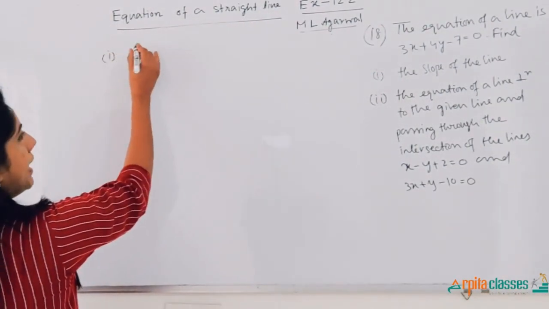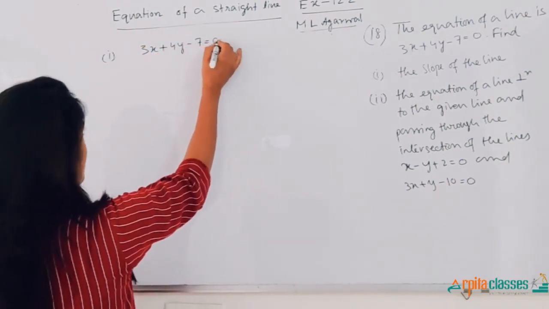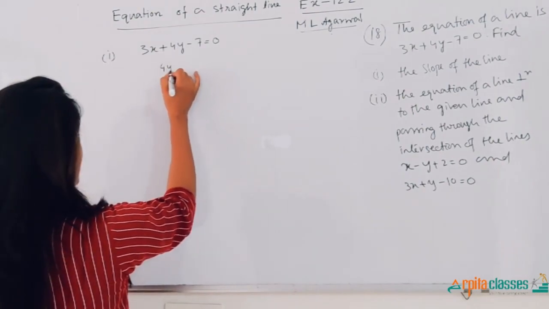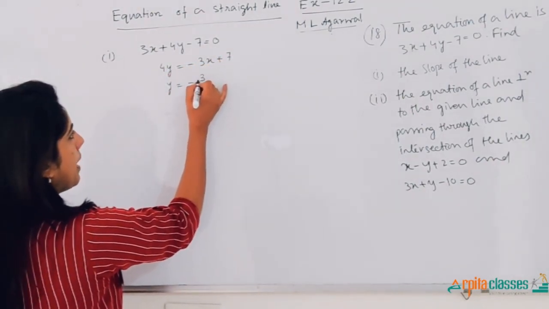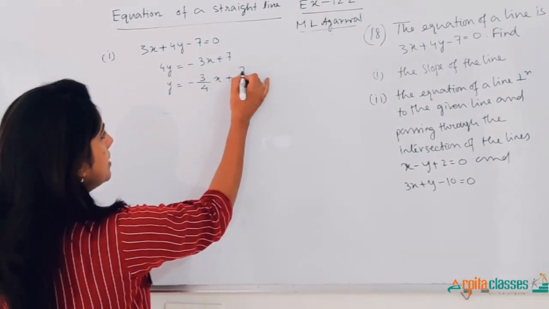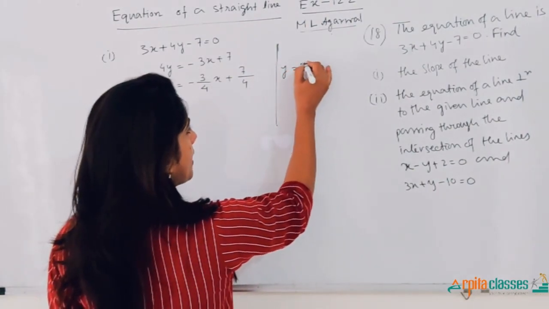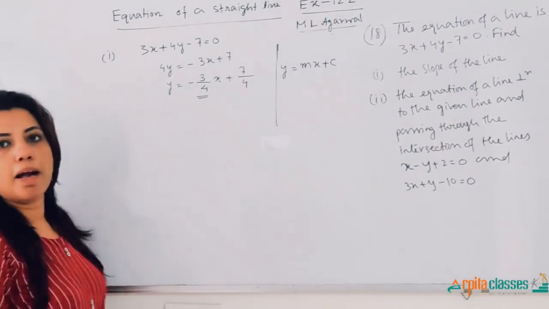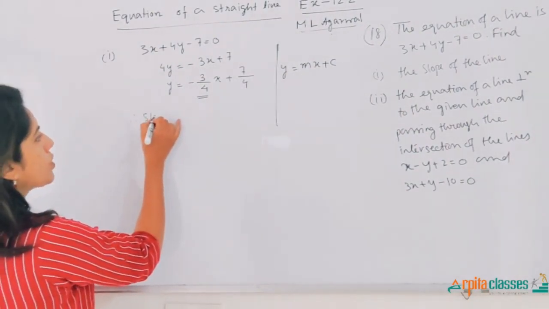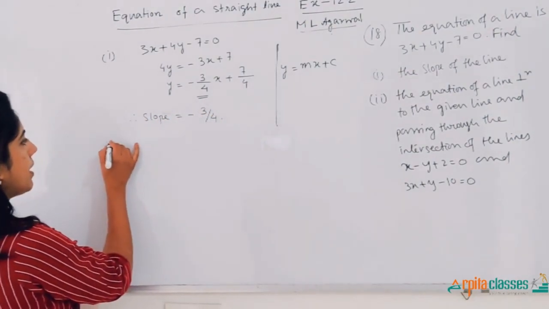The line is 3x + 4y - 7 = 0. Therefore 4y = -3x + 7, or y = -3/4 x + 7/4. Now if you compare this line with the general form, that is y = mx + c, we can get the slope of the line is -3/4. Therefore, slope is equal to -3/4. This is the first part.